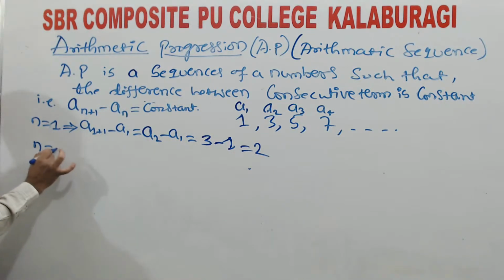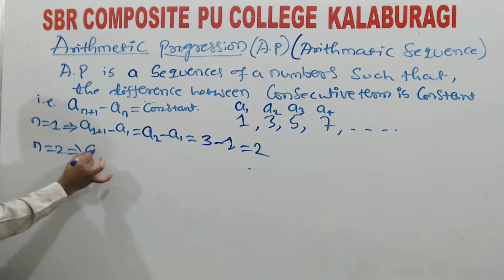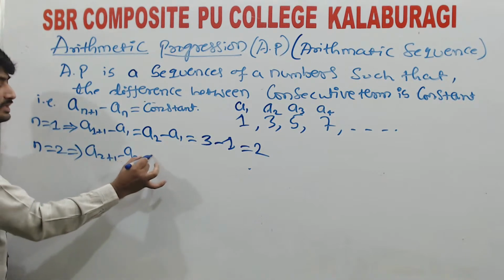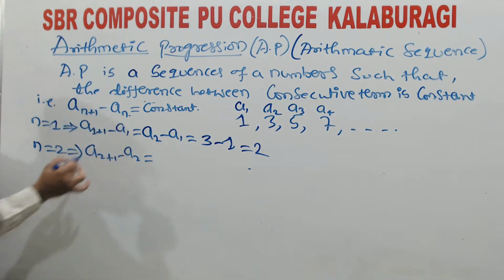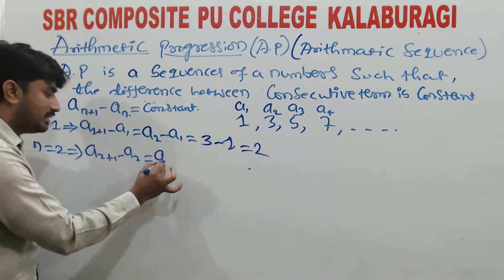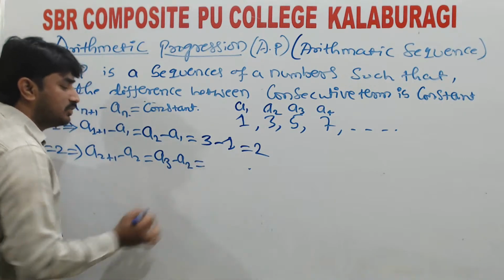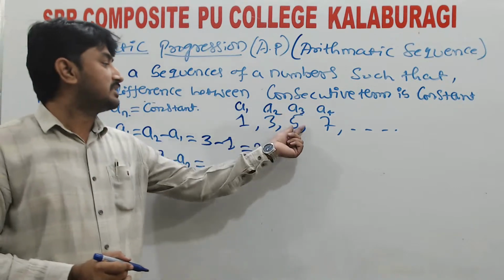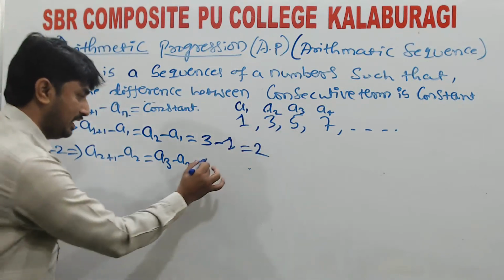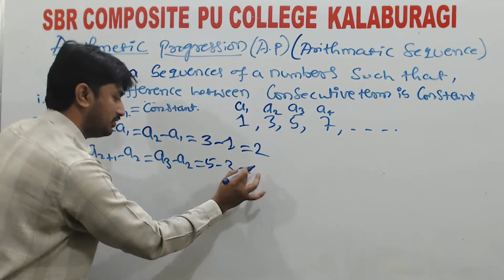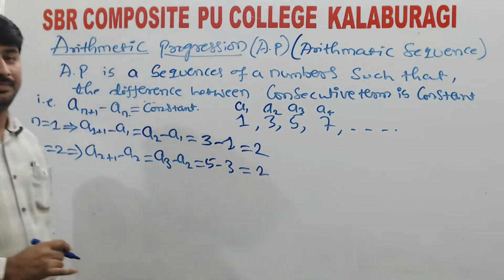And I am taking n equal to 2, implies a(2 plus 1) minus a2 is equal to. In place of n, I am taking 2 here. The third term minus the second term is equal to. Here the third term is 5, the second term is 3. Again it is 5 minus 3, equal to the same constant number 2.